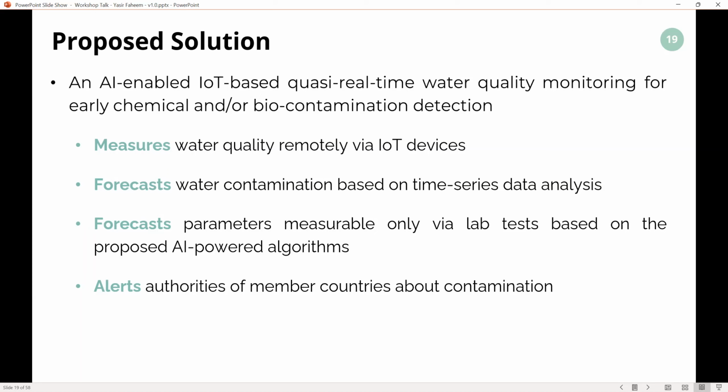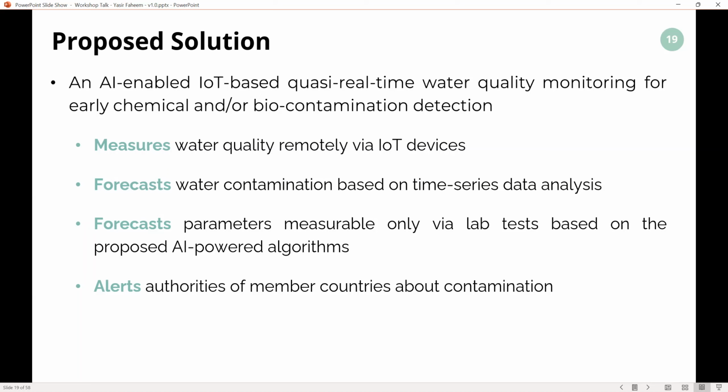You will see shortly some of the water quality parameters that I will discuss. They can be measured by sensors, but there are some other parameters for which sensors are not currently available, or they cannot be measured by any sensor. So the only way to measure that reading is to visit that water body, collect samples, and then conduct tests on the samples in a lab environment.